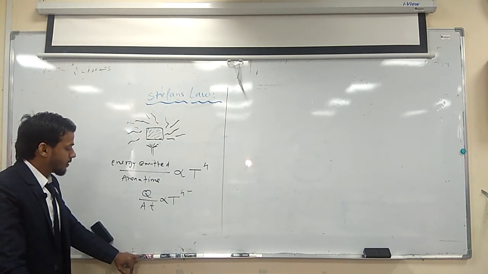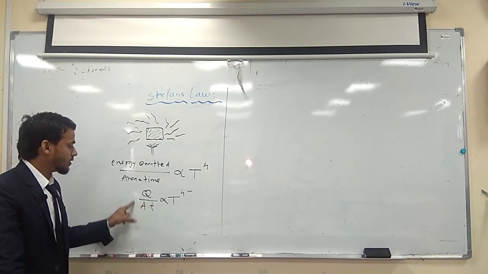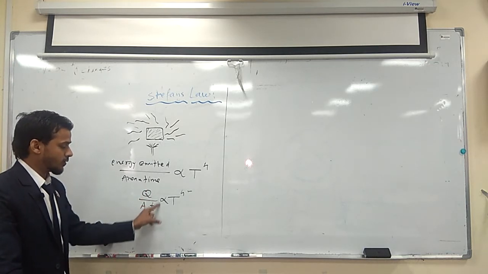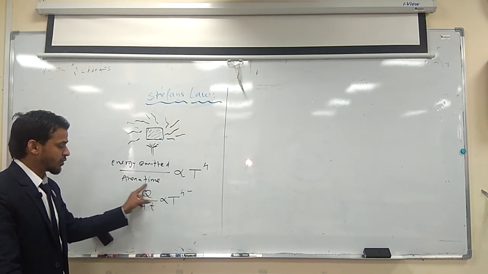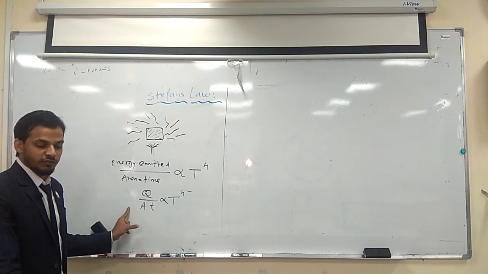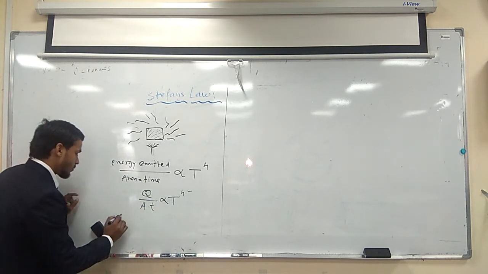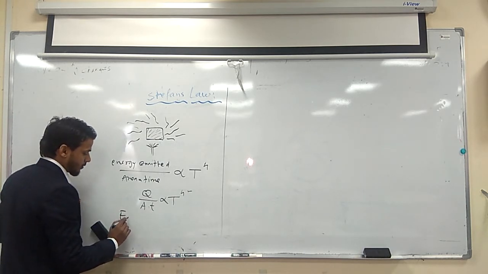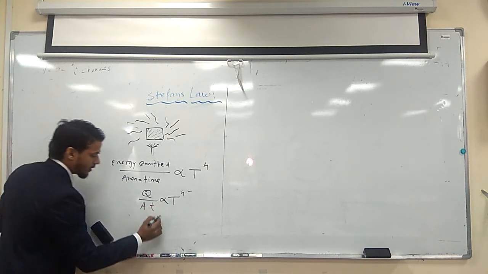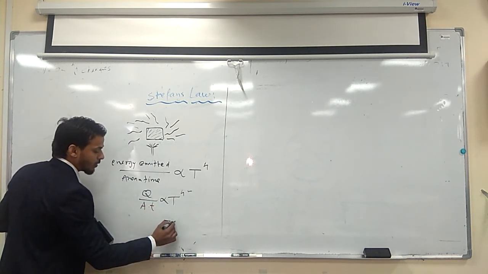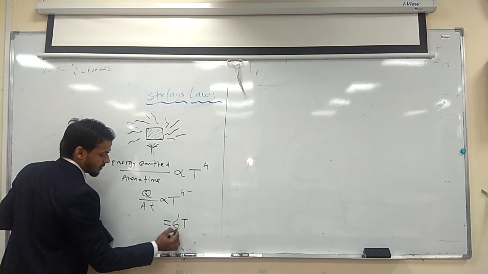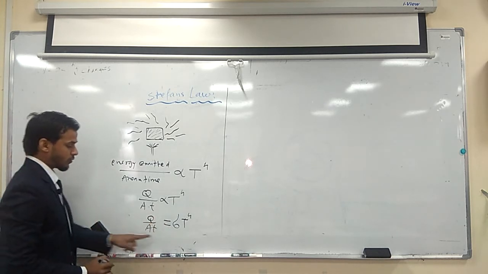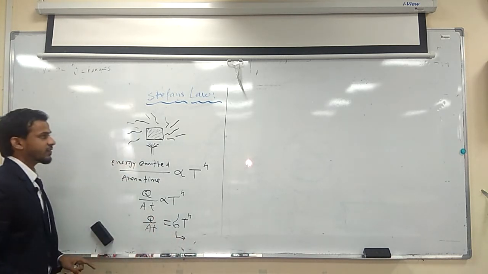Now if I say, what is this? Only this ratio. You may have studied this before. What's this? This is emissive power. If I remove the proportionality, what will come? Equal to some constant, that sigma is constant. Q by At is equal to sigma T to the power 4. What is this sigma? It is Stefan's constant.